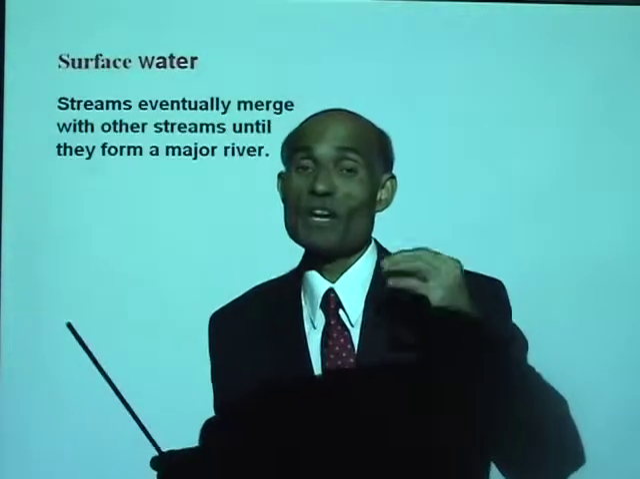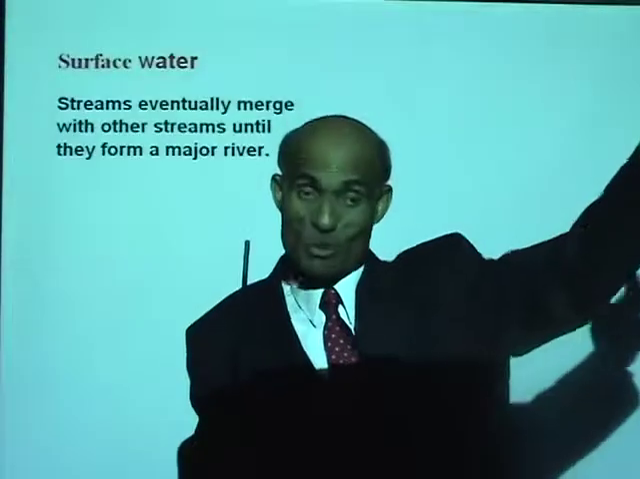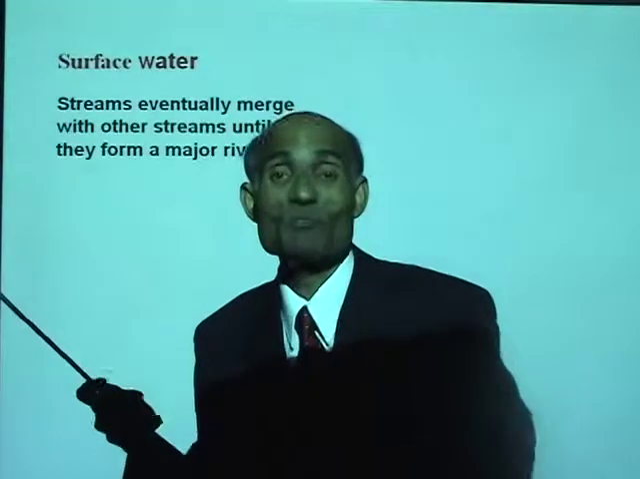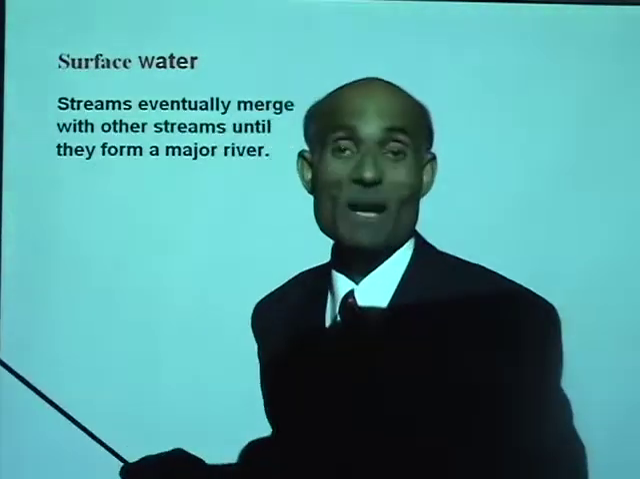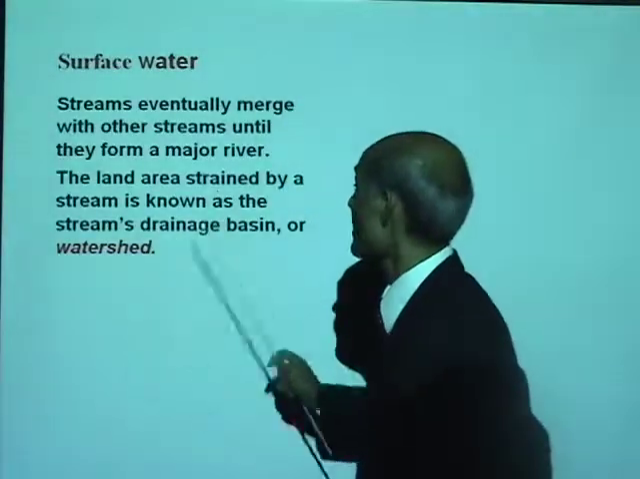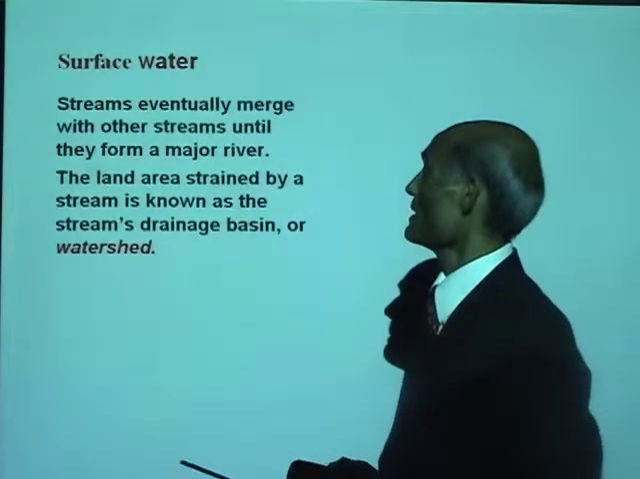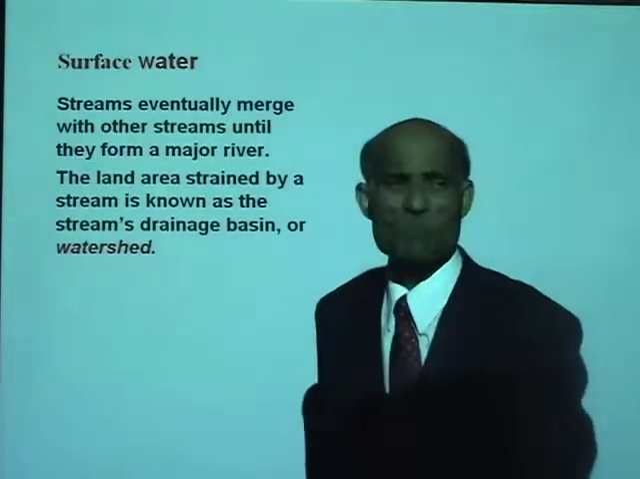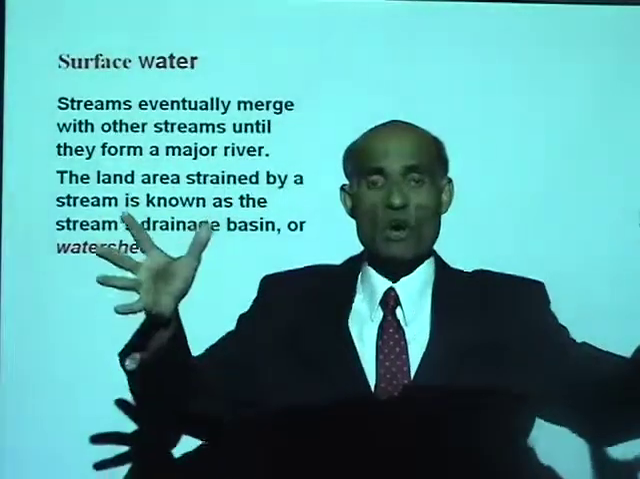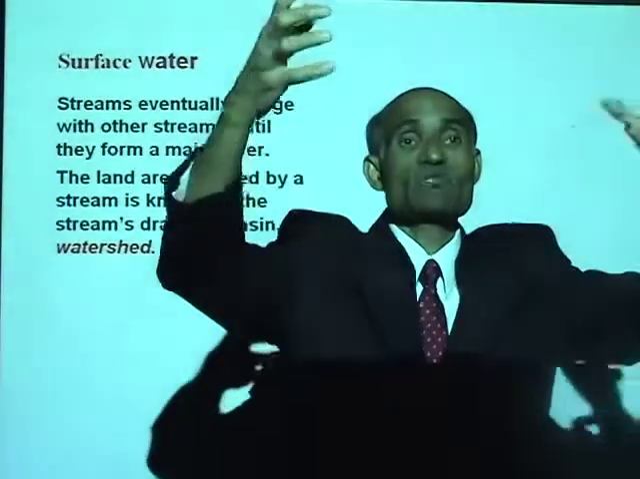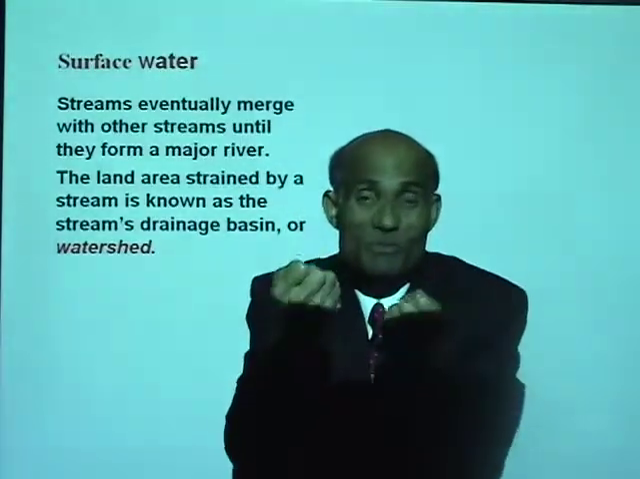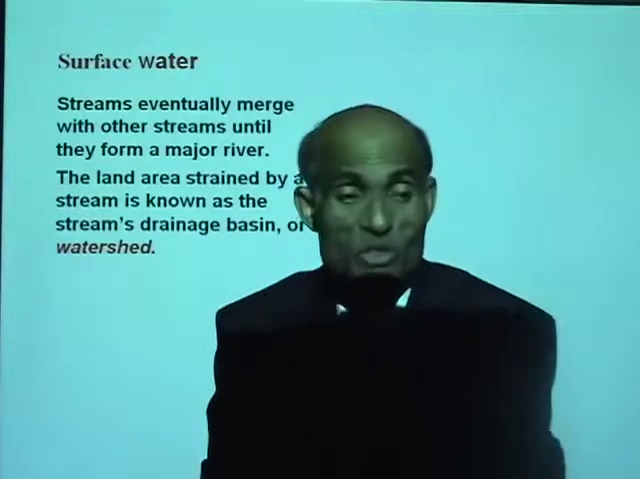In many cases, a river starts as a very small stream way up in the hill. And then as it flows down, it collects more water, becomes a big expanse of water. Now the land area drained by a stream is known as the stream's drainage basin or the watershed. You see, if you look at a particular location, and there are streams flowing down, the basin where the streams drain is actually the watershed.